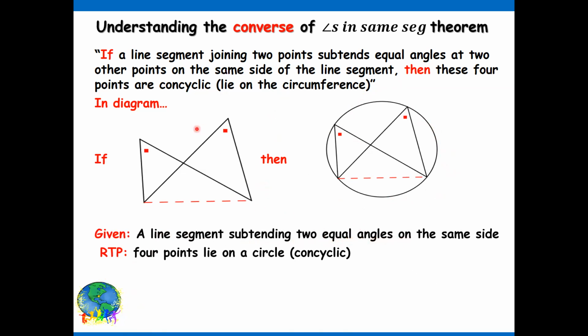Now, the given simply represents the hypothesis: a line segment subtending two equal angles on the same side. That is what we are given in the diagram. This is a line segment. It's subtending these two angles that are equal. Then we are saying 4 points lie on the circle. That means 1, 2, 3, 4 should be on the circle. That is concyclic.